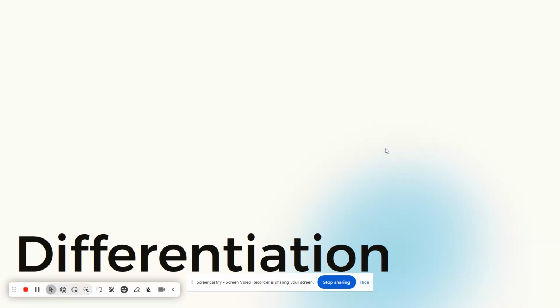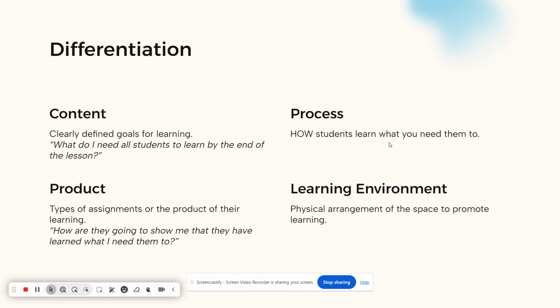So differentiation, we talked a little bit about this earlier, and like I said, I wasn't going to make this whole presentation on differentiation because I wanted to look at it in terms of a framework instead. So differentiation is about tailoring the instruction to meet the learning needs of your students. You can differentiate in 4 different areas, and it's going to sound very similar to accommodations and universal design for learning as well. So the 4 areas: content, process, product, and learning environment.